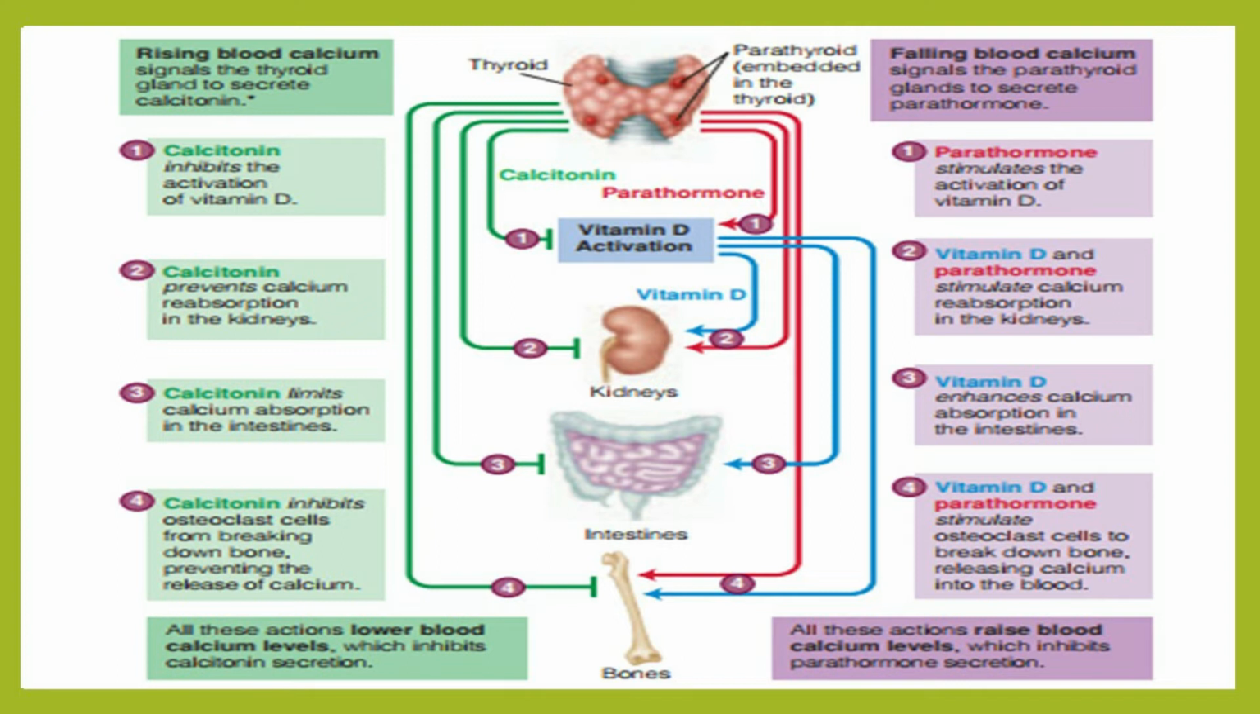Blood calcium is regulated in part by vitamin D and two hormones, calcitonin and parathormone. Bone serves as a reservoir when blood calcium is high and as a source of calcium when blood calcium is low. Osteoclasts break down the bones and release the calcium into the blood. Osteoblasts build new bone using the calcium from the blood.